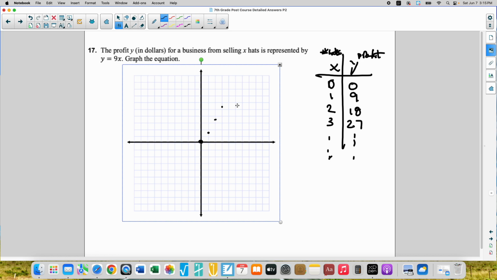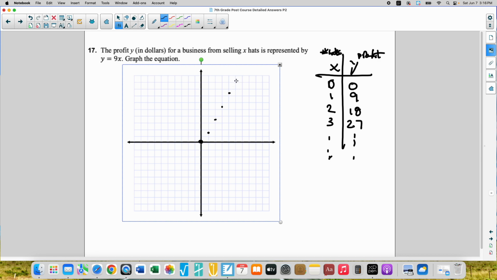So in the answer key, it shows that it is continuous. It is not. It is discrete, I think is what it is, because you can't sell half of a hat. So you actually can't connect the dots. You would do 4, 36. So what's that? 10, 20, 30. So you'd have that. You make a dot.